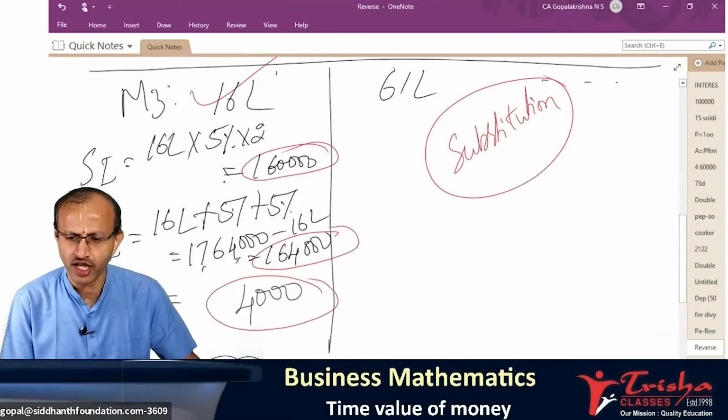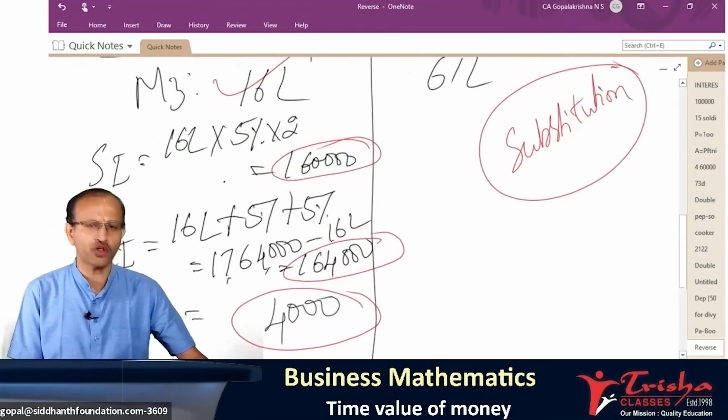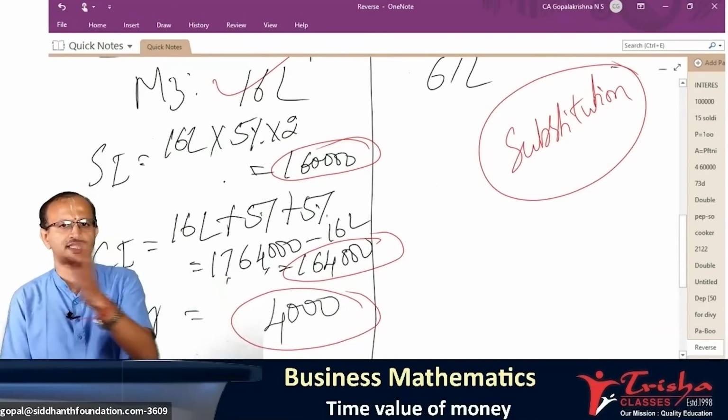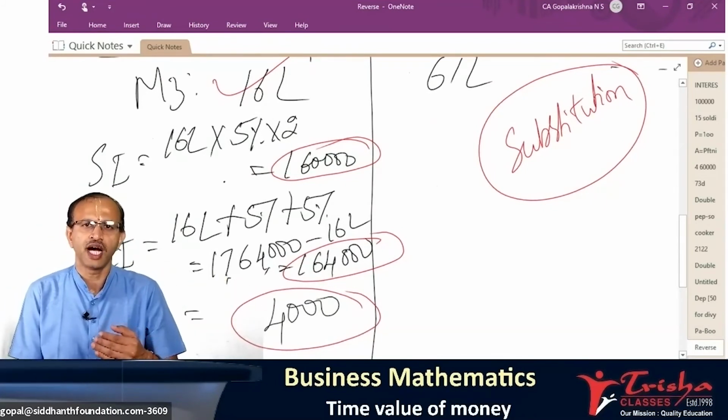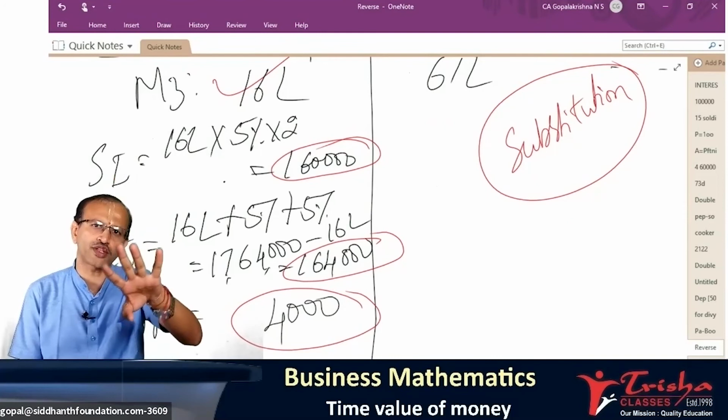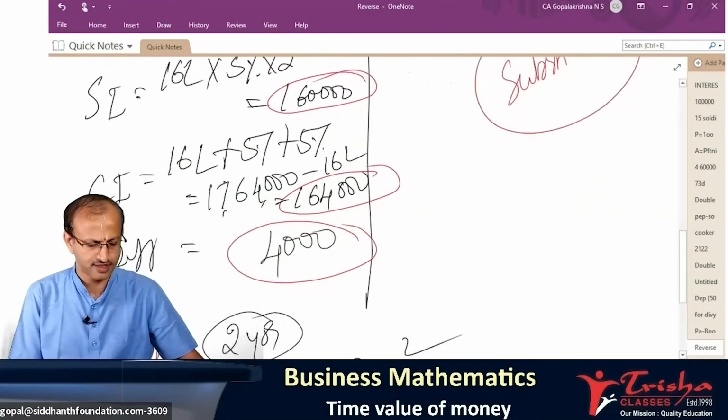Someone wanted me to tell how method 3 works. I took the option, I took 16 lakh. What is SI? What is CI? I got the difference and got 4,000. In the question also the difference is 4,000. So that's the right answer.